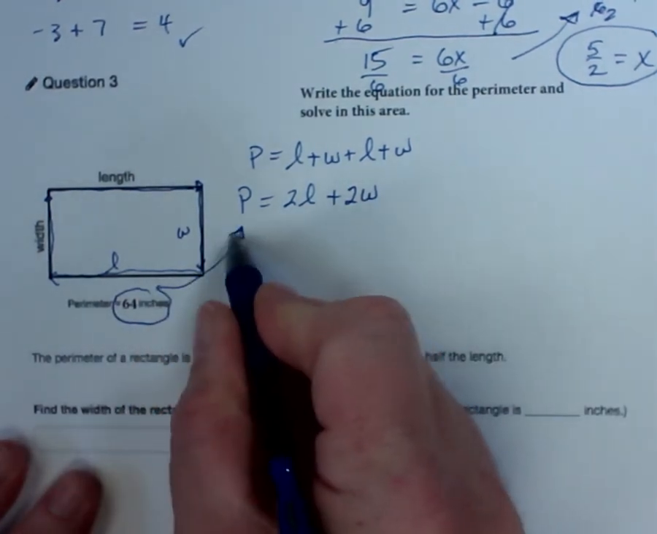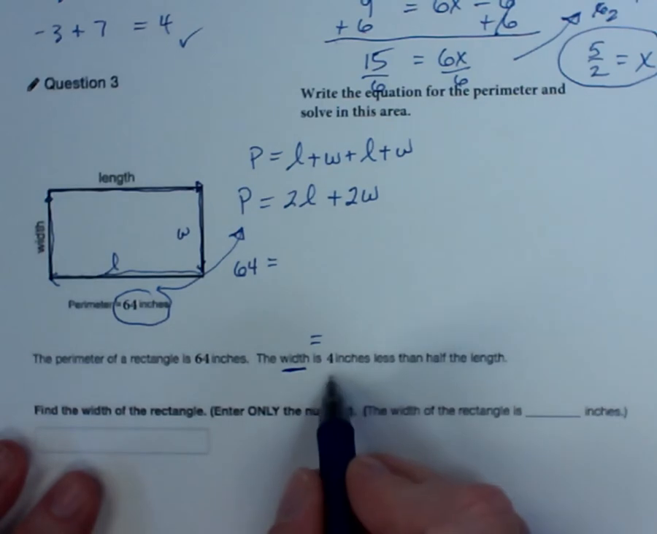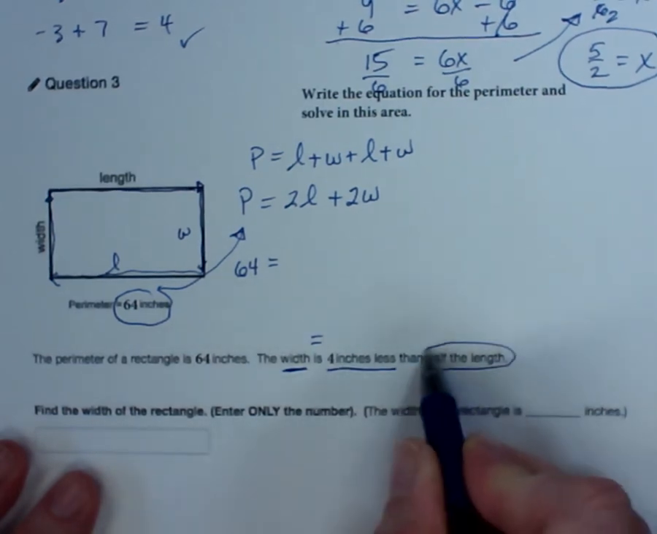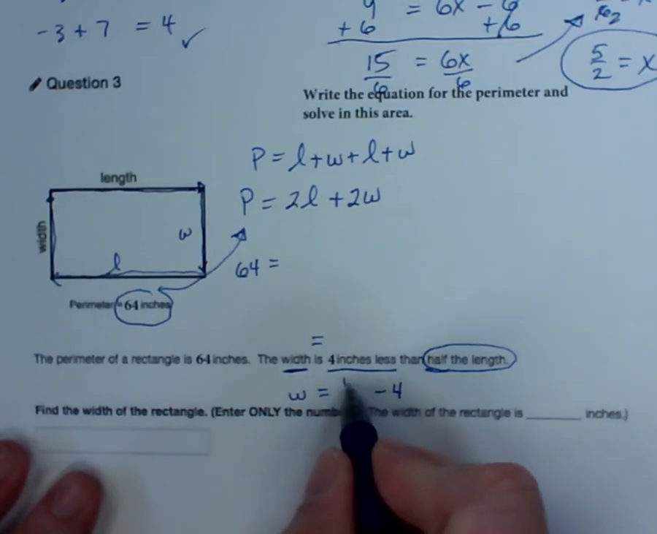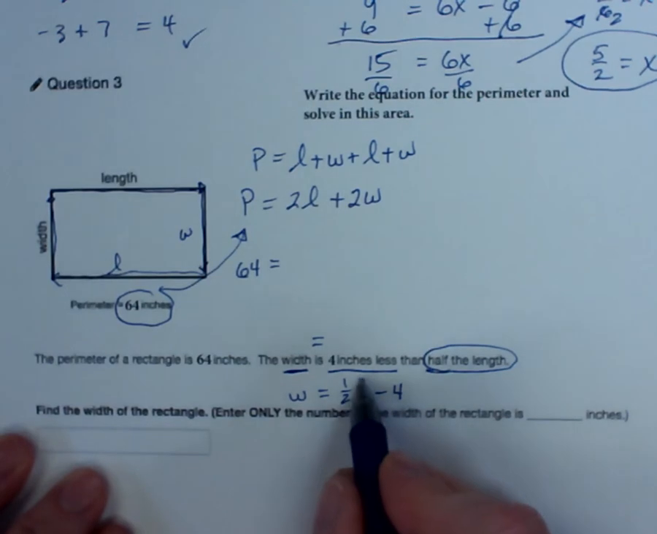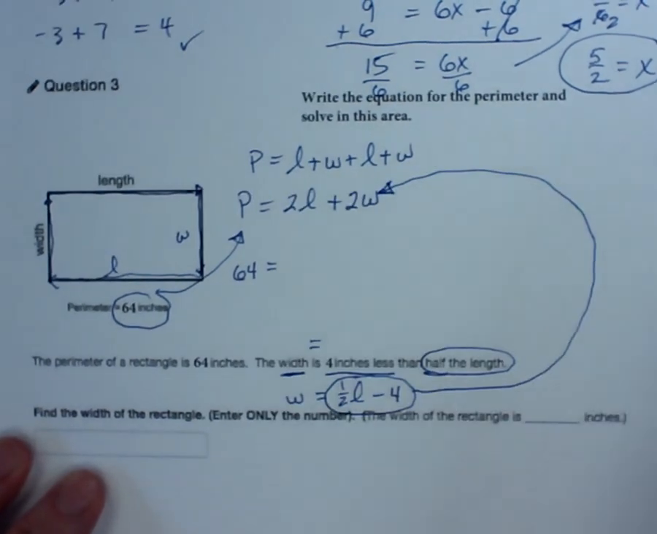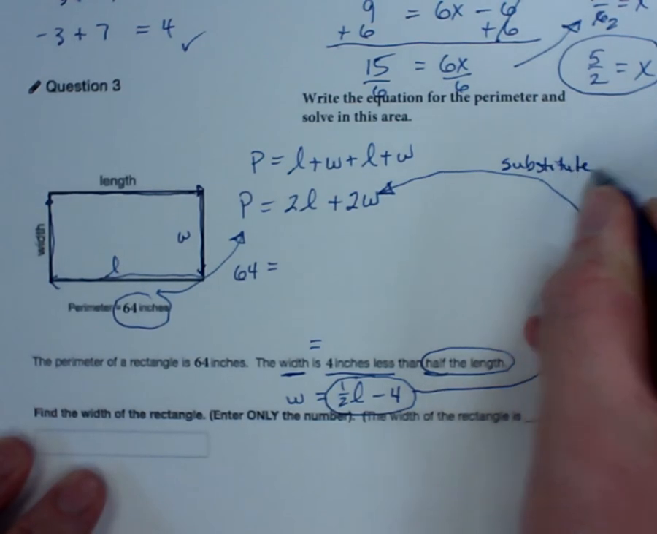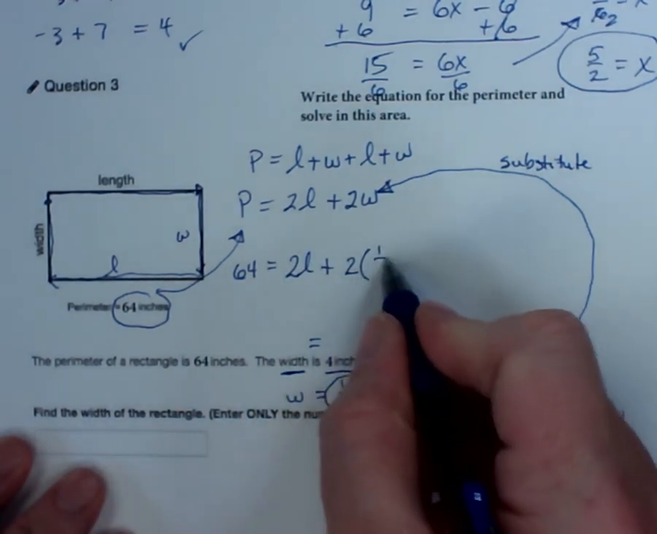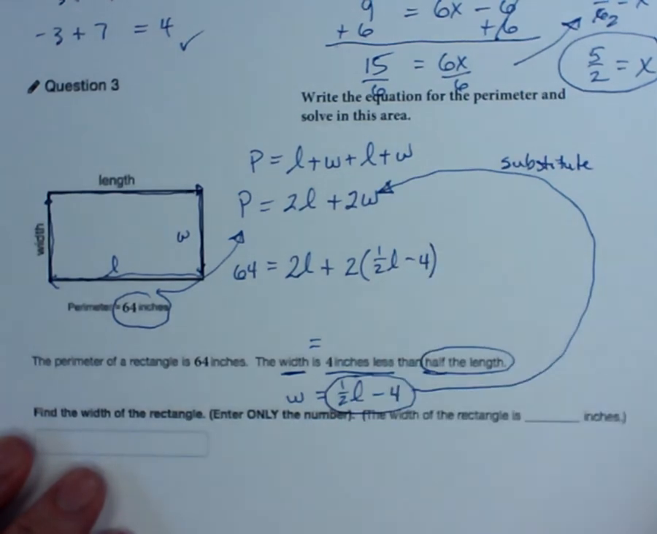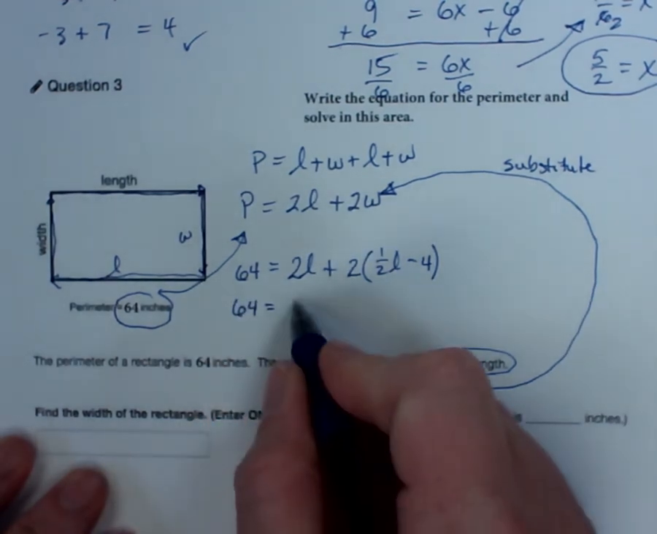We're given that the perimeter is 64. And then we're given that the width is equal to 4 inches less than half the length. So W equals 4 inches less, I'm going to be subtracting 4, and 1/2 L. Once you have this value of W, you're going to substitute it in for the W up here. So we end up with 64 equals 2L plus 2 times 1/2 L minus 4. We replace the relationship in for W. 64 equals 2L. We've got to distribute now.